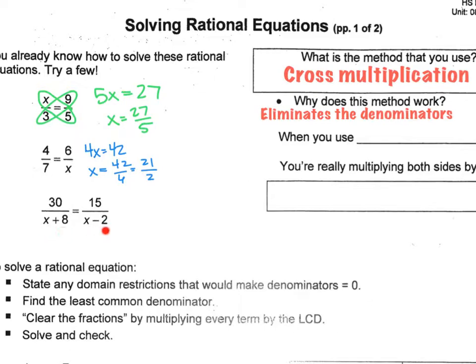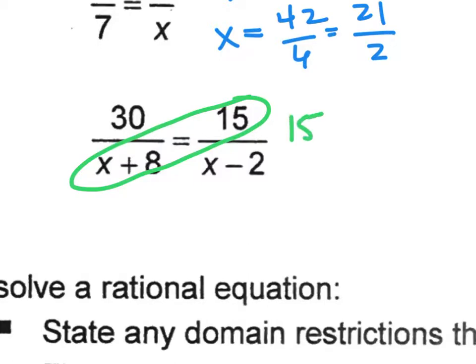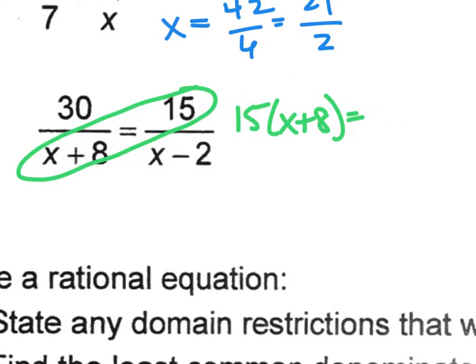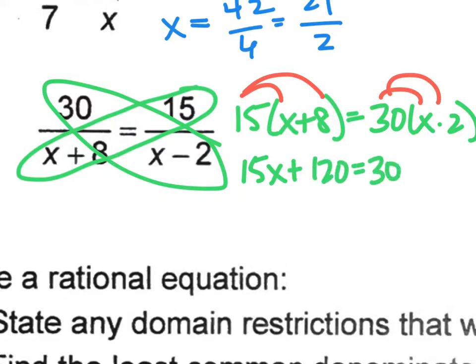So what if we have a binomial in the denominator? Let's investigate that. Can we still just use cross multiplication? So this would be 15 times x plus 8, and we would set it equal to 30 times x minus 2. Distribute the 15 and distribute the 30. 15x plus 120 is equal to 30x minus 60.